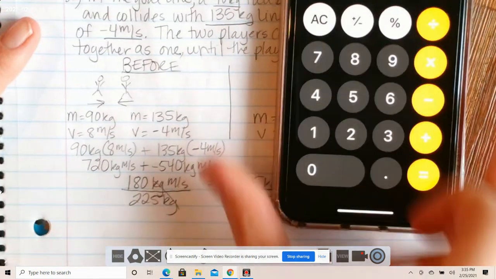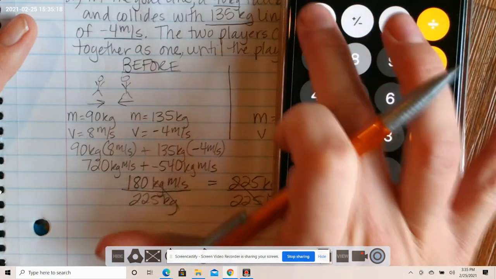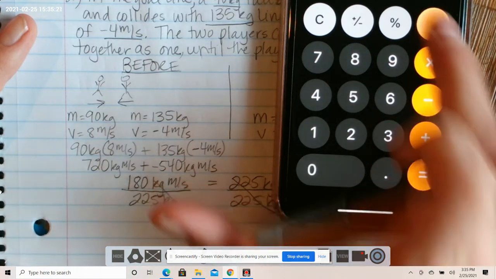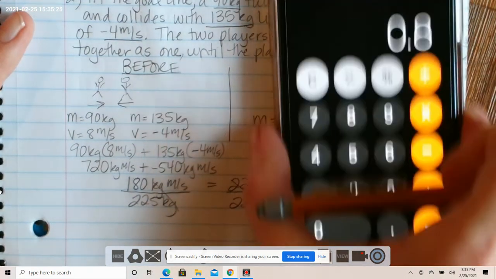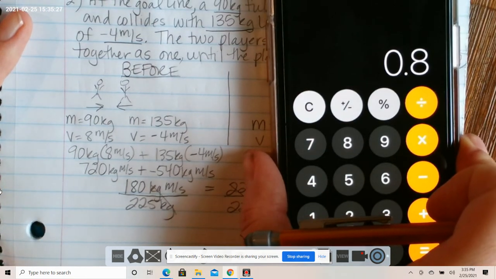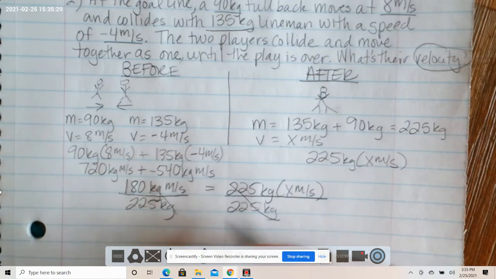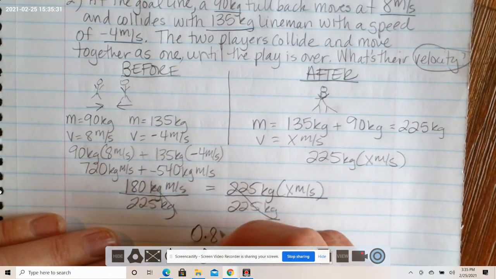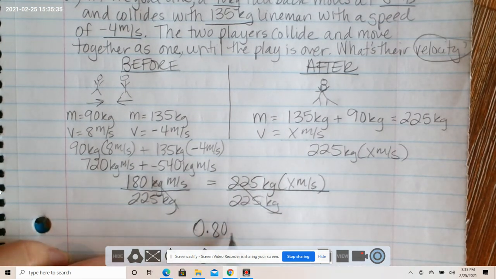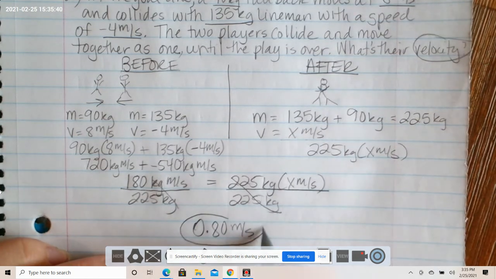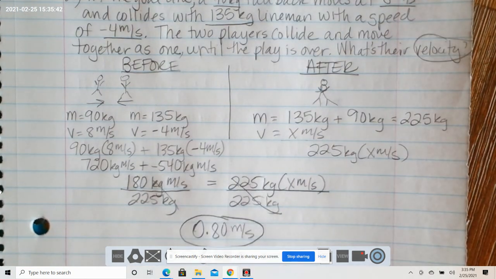Okay, so I'm going to do 180. Oops. And I'm going to divide that by 225. And that's going to give me 0. Oh, you guys can't see what I'm doing. 0.8. And I'm just going to put a 0 after it for significant digits. But that tells me that after, they're going just under 1 meter per second. So they're going 0.8 meters per second after the collision, which if you think about it, kind of makes sense.